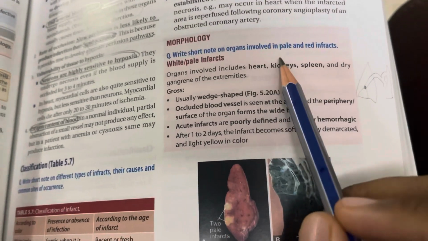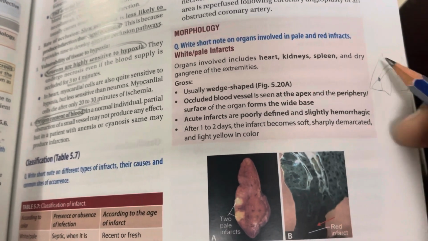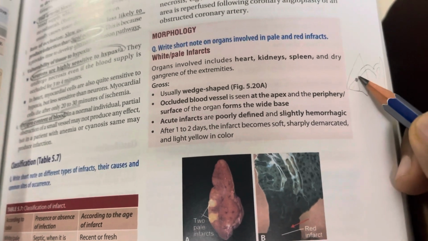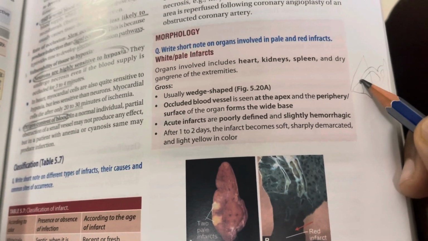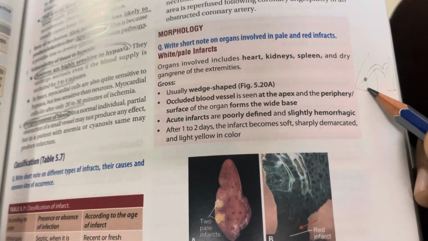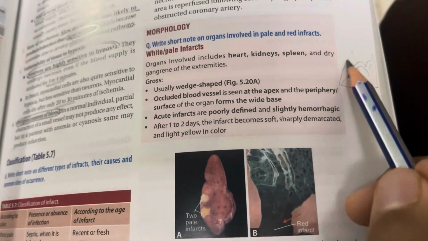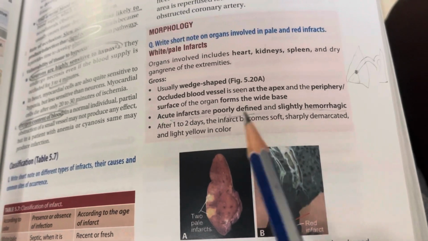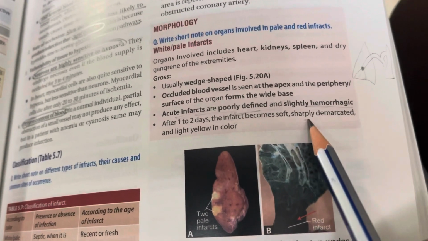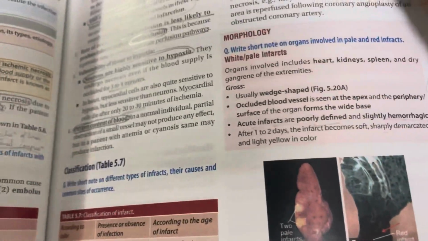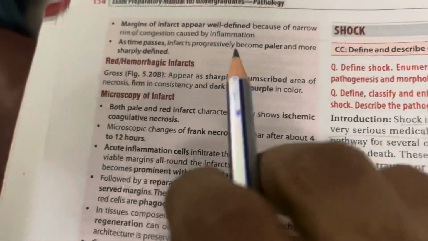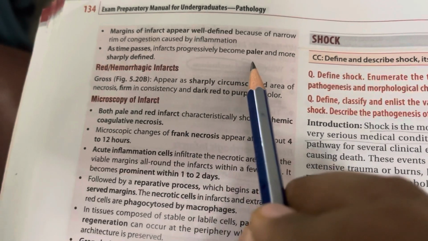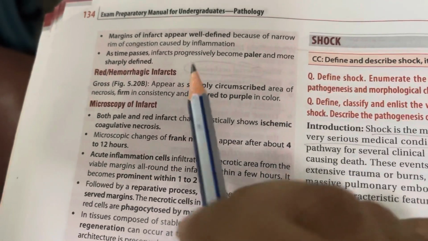Next, morphology of the white or pale infarct. On gross examination, you can see wedge-shaped infarcts. The occluded blood vessel is seen at the apex, and the base is seen at the external surface of the organ. Acute infarcts are poorly defined and slightly hemorrhagic, whereas after 1 to 2 days the infarct becomes soft, sharply demarcated, and light yellow in color. Margins of the infarct are well defined because of a narrow rim of congestion caused by inflammation, and as time passes the infarcts become progressively paler and more sharply defined.